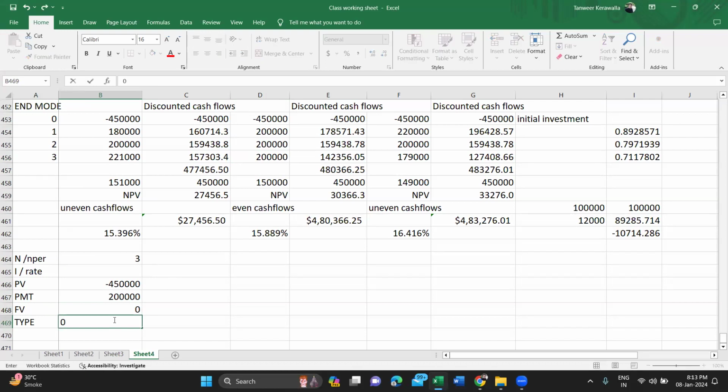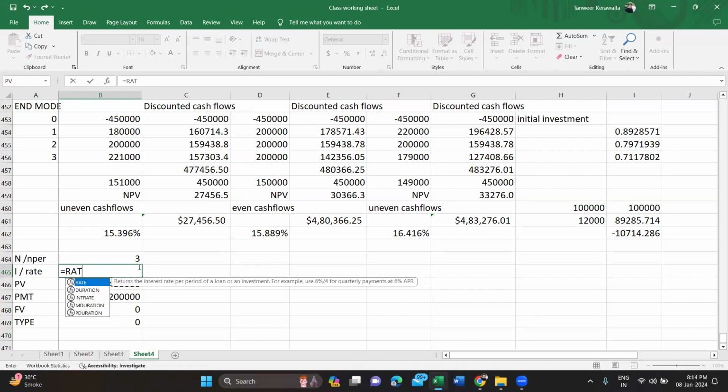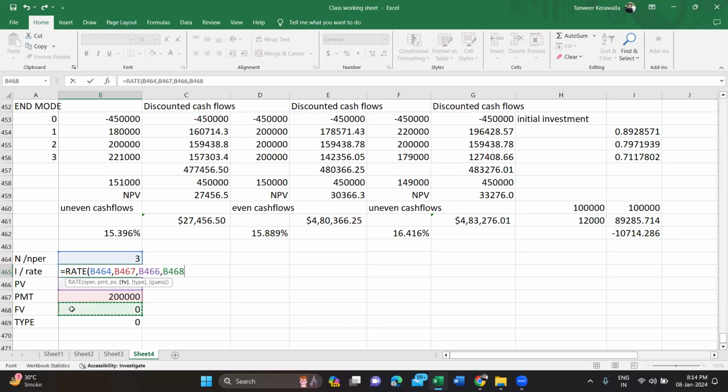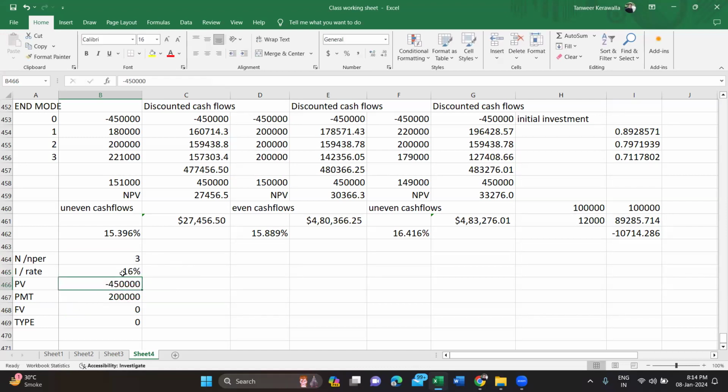Type is zero. So if we compute the rate here, apply the rate formula, right? First is NPER, PMT, PV, future value, type is zero, close bracket, get the answer, right?